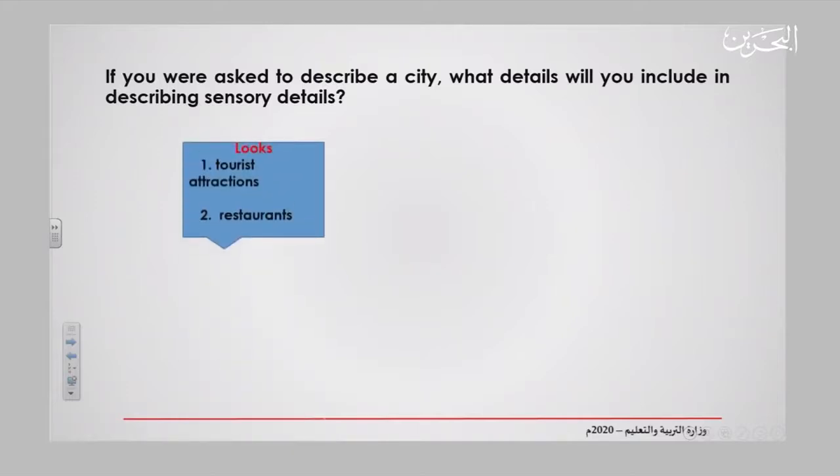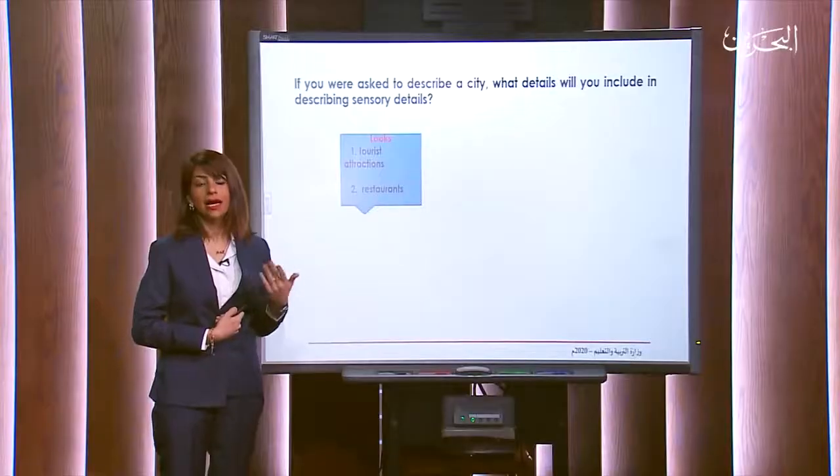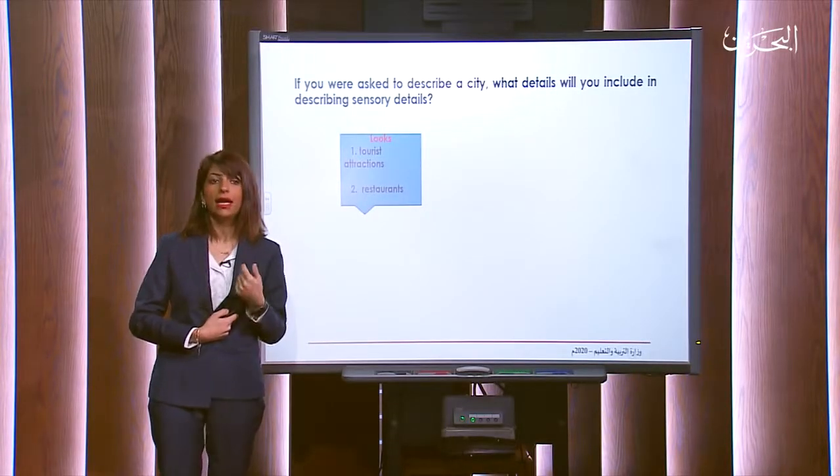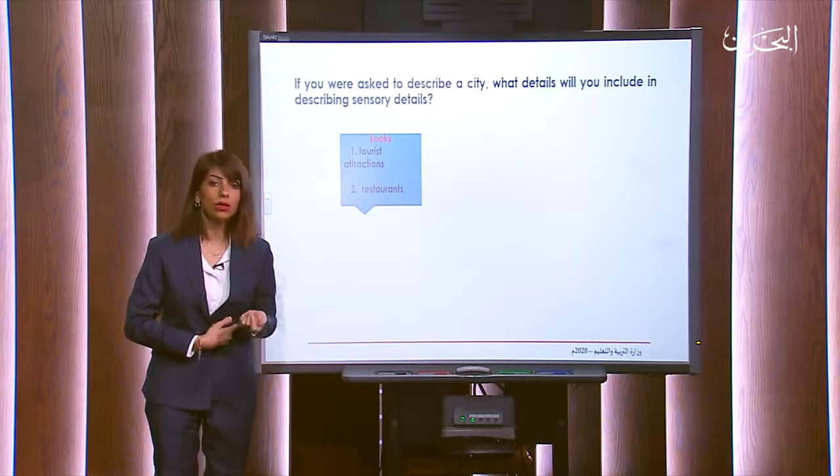So, here are some suggested answers regarding the sensory details about a city or any place. Regarding the look: tourist attractions, restaurants. You can see tourist attractions, of course, and you can see restaurants. You could add extra examples. For example, you can say, I can see the hotel, I can see the sparkling water.